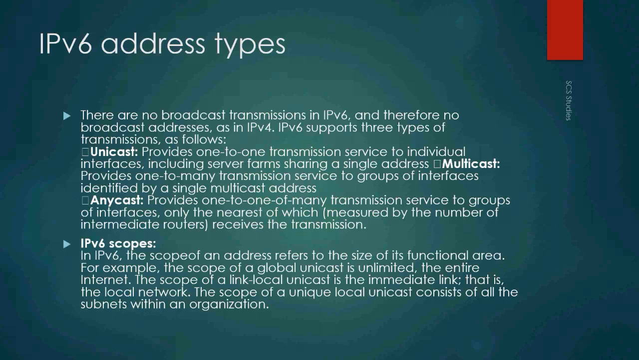So in IPv4, as you can see, every network should have a broadcast address, and every network should have a network bit or network address. But when you are working with IPv6 addressing, IPv6 supports only three types of transmission. And those transmissions are known as unicast, multicast, and anycast. What is unicast transmission? Unicast transmission provides one-to-one transmission service for individual interfaces, including the server farm, sharing a single address. So that is known as unicast. When you use a unicast address, the server load will be higher than with other transmission methods.